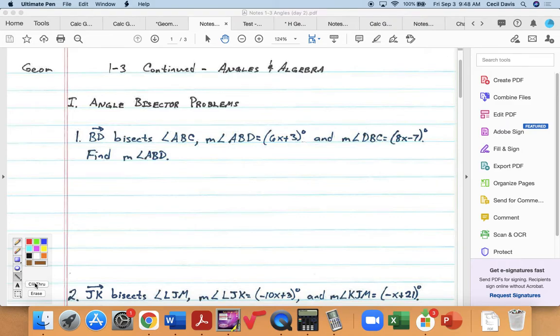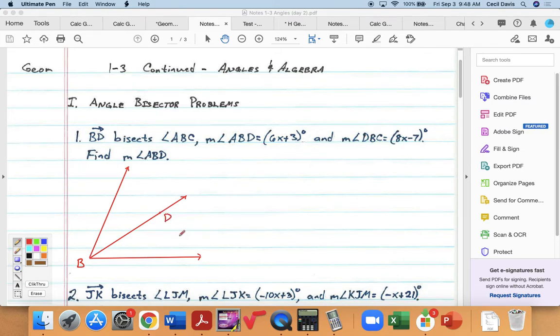For this first one, we've got that Ray BD bisects angle ABC. So I'm going to draw that. Making a diagram is one of the habits that I think geometry is going to teach you. And I think it's pretty helpful. Personally, I'm a very visual person. You draw me a picture and I understand everything. If you just tell me something, maybe I understand it.